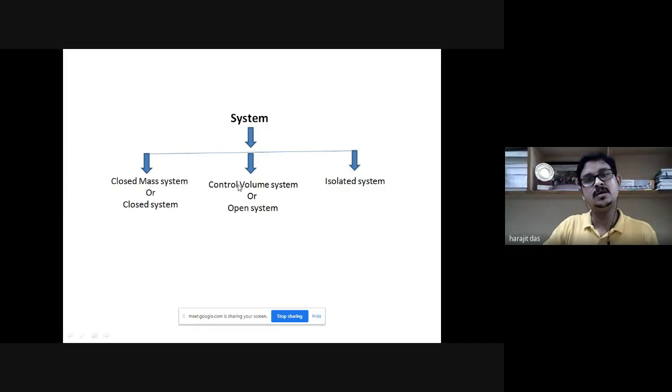The second system is the control volume system or open system. This control volume term we have seen in the system, this control volume system or the open system. And the third system is the isolated system. So what is a closed system then?